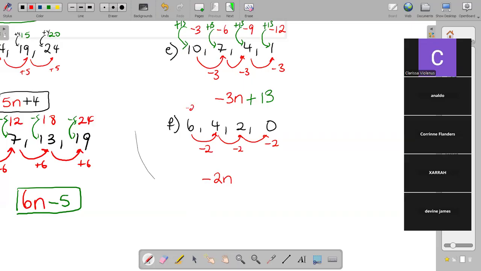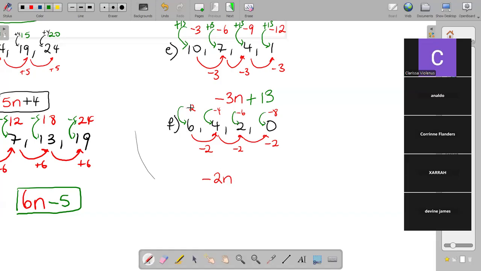This would be negative 2, negative 4, negative 6, and negative 8. But that's not the hard part. The more work comes when you have to figure out how to go from negative 2 to 6, how to go from negative 4 to positive 4. That's the pattern you have to find, because that's the second part of the formula.